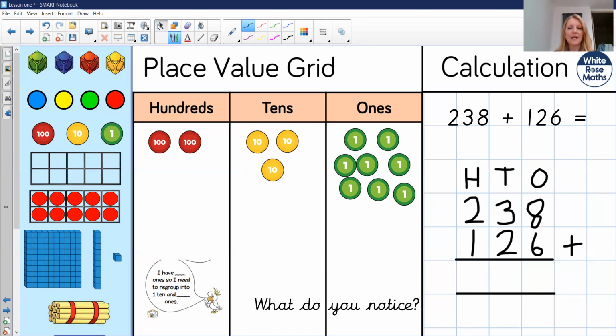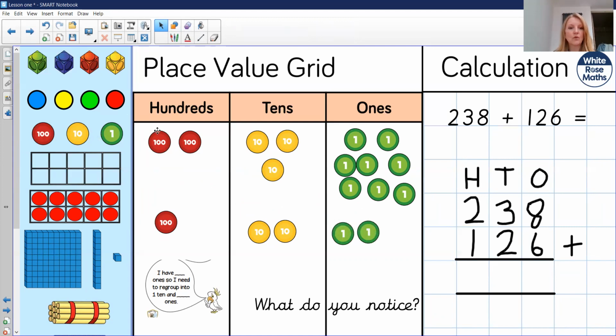So let's add 126 on our place value grid. So I'm going to add 100, 2 tens, and 6 ones. 1, 2, 3, 4, 5, 6. So at the top there, you can see 238 represented, and at the bottom here, 126.